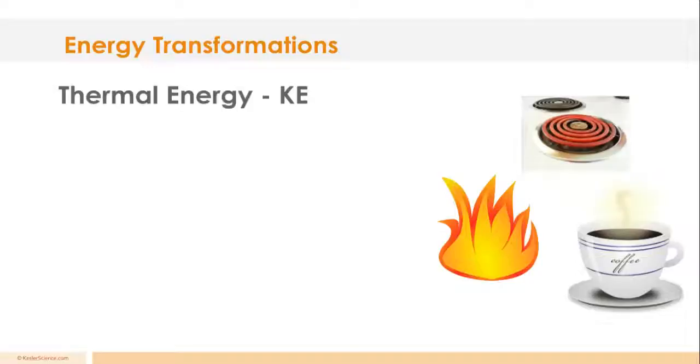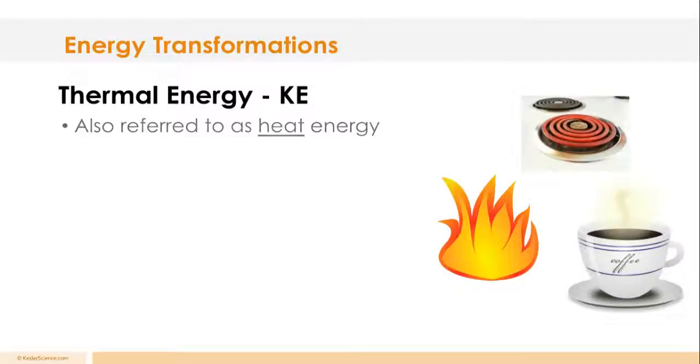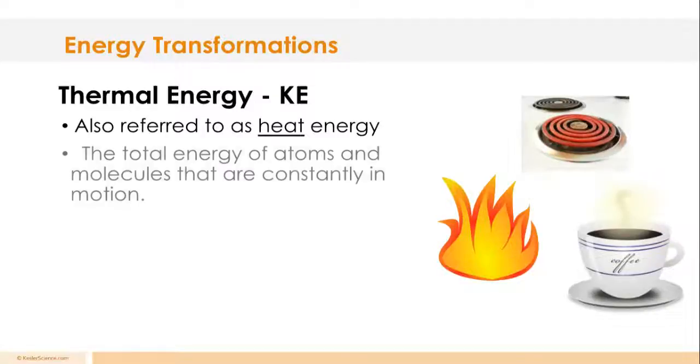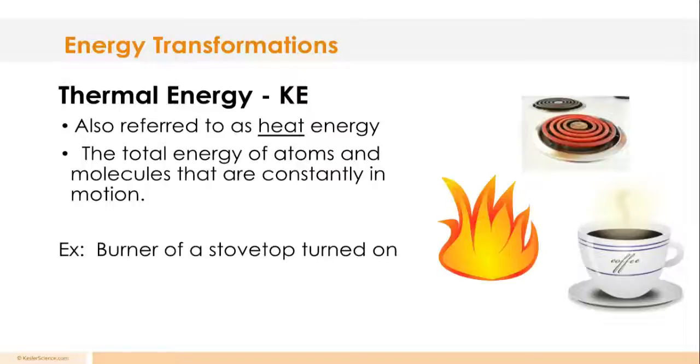Energy transformations also come into thermal energy. Now, thermal energy is going to be kinetic because the molecules there are moving, they're speeding up. It's also referred to as heat energy. It's the total energy of atoms and molecules that are constantly in motion. So when we talk about temperature, temperature is really just a measure of the kinetic energy in an item. And so a burner on a stovetop turned on is going to be thermal energy. A hot cup of cocoa or coffee or a fire, all of those things are going to be thermal energy. And remember, thermal energy is kinetic.